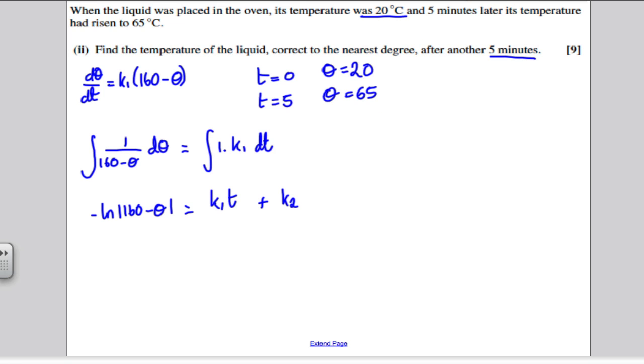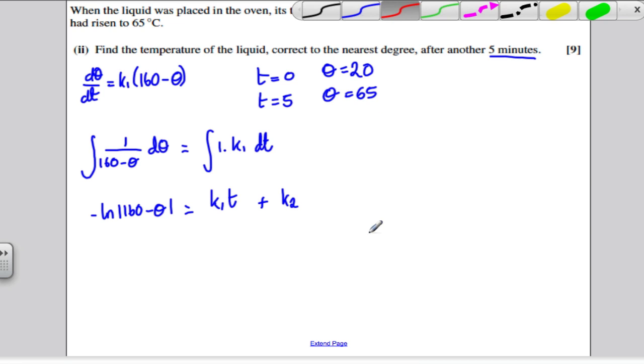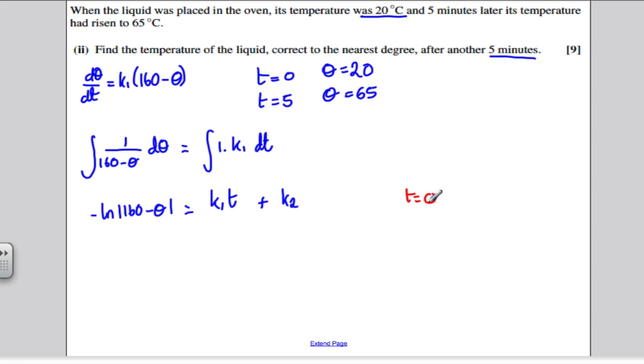Now I know some values of t and theta. I know that when t is 0, theta is 20. So substituting those values in here, this disappears. I would get myself that k2 must be equal to minus ln of 160 minus 20, which is 140. And I've got myself k2.